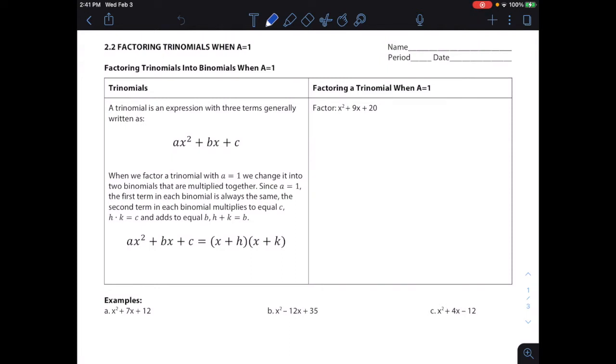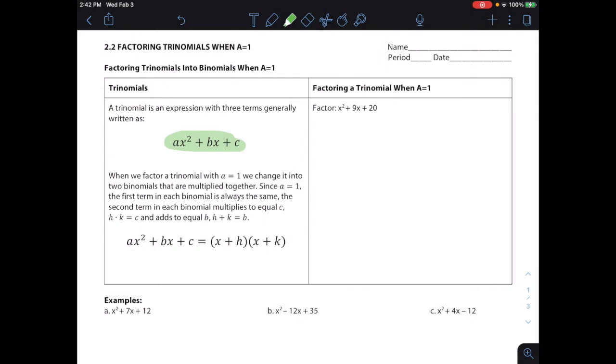And you might be thinking, well, what do you mean a is equal to 1? Well, a trinomial is any expression that has three terms in it. And in this case, we are talking about trinomials that are going to look exactly like this trinomial right here, ax squared plus bx plus c. And the letters a, b, and c represent numbers of some sort. And when I say numbers, I mean integers. So you can have any sort of integer where a, b, and c are.